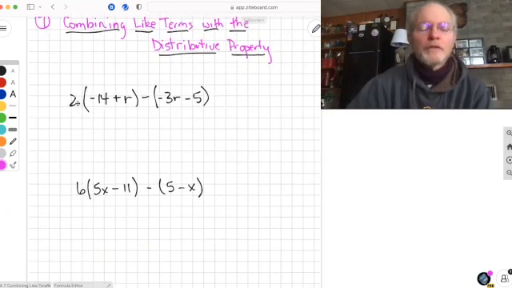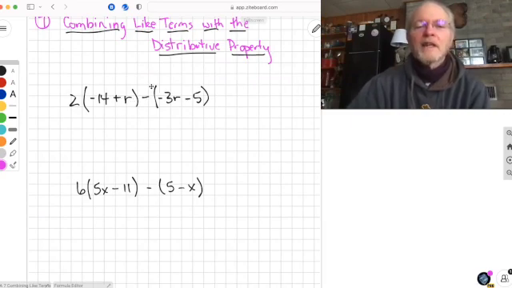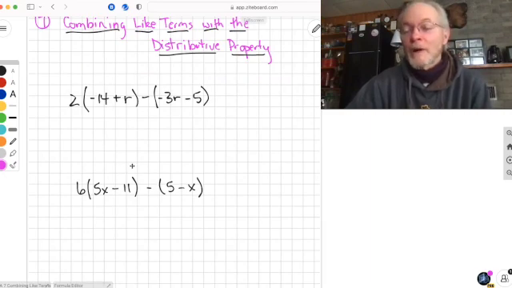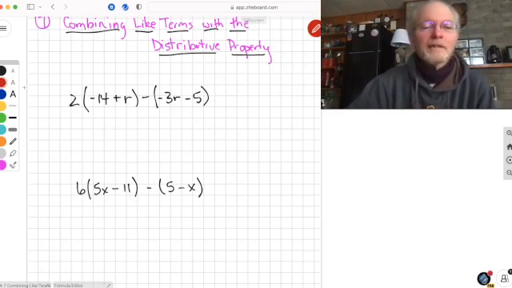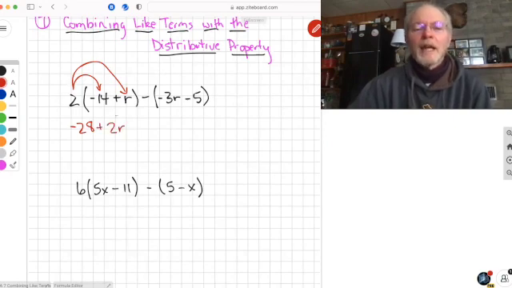Here we have 2 times the expression -14 plus r minus this other entire expression -3r minus 5. So with the two parentheses here, we're going to have to use the distributive property 2 times. So let's take this step by step. Just like in the last video, we're going to distribute the 2 times -14 and also 2 times positive r. Well, if we do that, we're going to get -28 plus 2r.